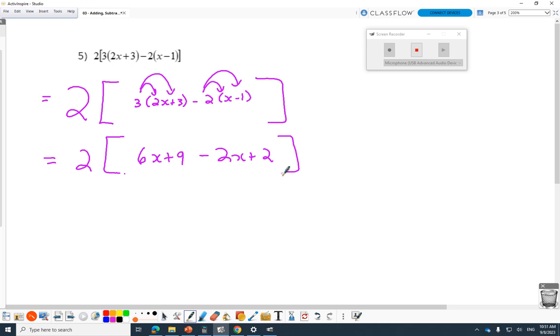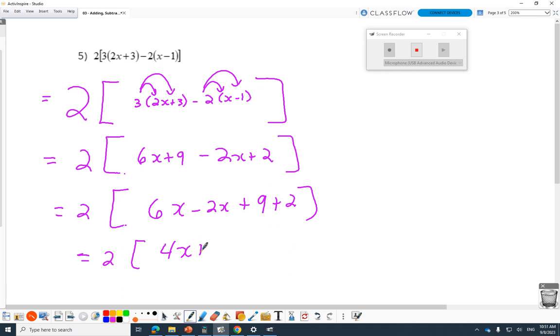And I'm going to use my new trick. You do not have to do that step, but I put it in there to help you get organized, to go, ooh, let's put the terms together that go together. And then inside here is 4x plus 11. Done? Not quite. Now distribute the 2 when it's all over. 8x plus 22. Because I distributed the 2 at the end.